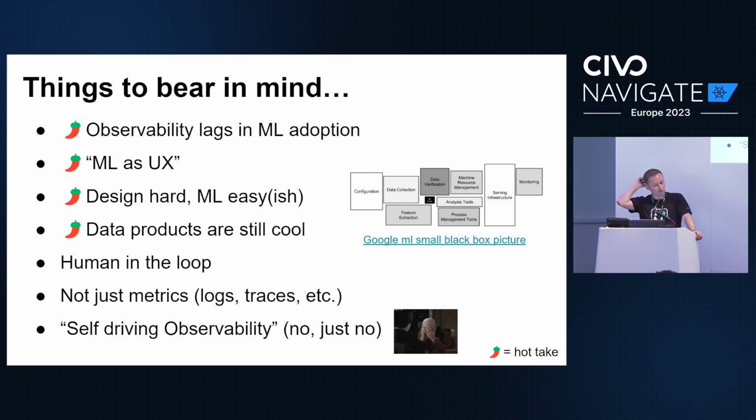And I'm particularly focused on metrics with some of this stuff, but it's not just metrics. It can be logs, traces, events, anything you want, really. And self-driving observability is no. We don't have that. And it's looking like it's getting further and further away as systems get more and more complex. So if anyone tries to sell you automated root cause or any of these buzzy marketing terms, be very, very wary.